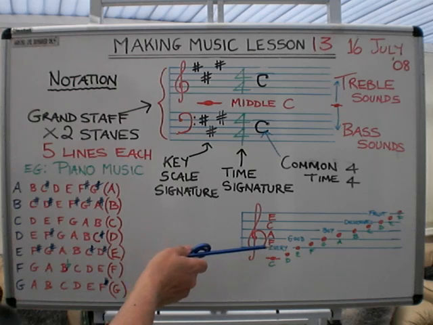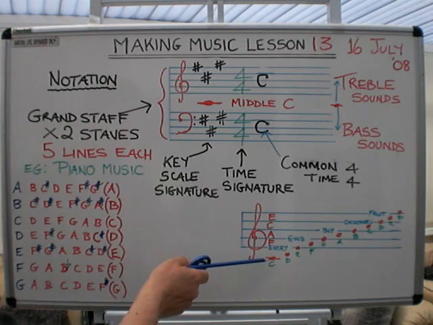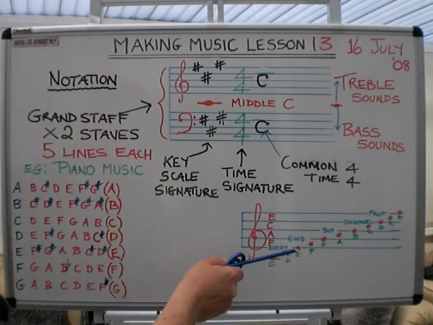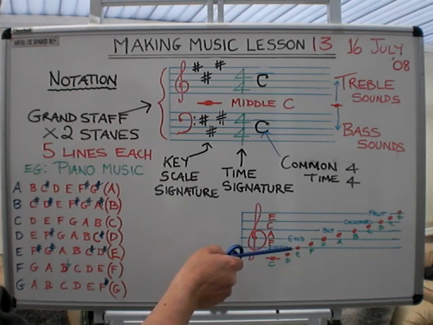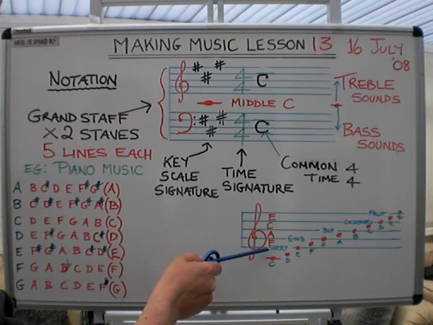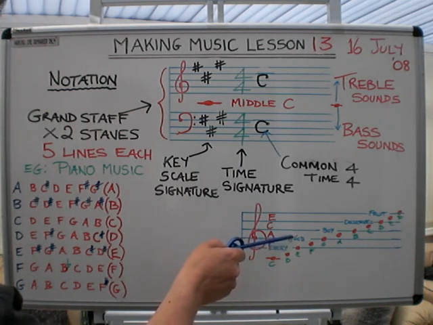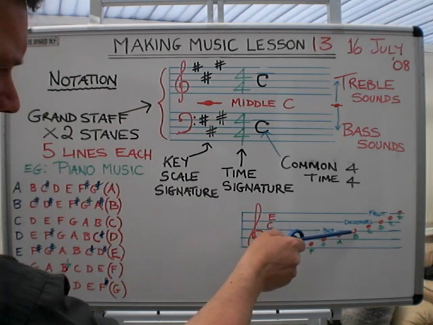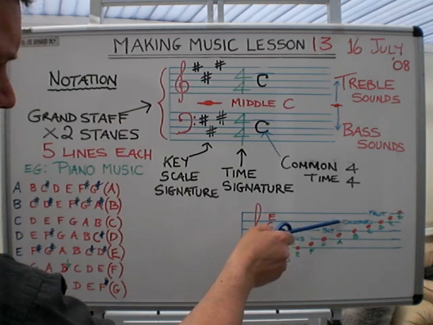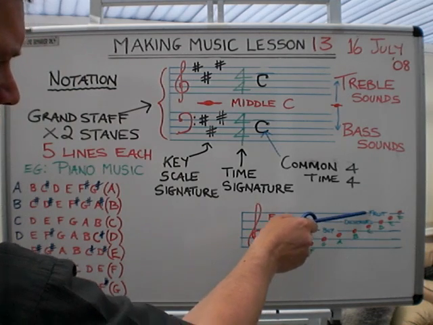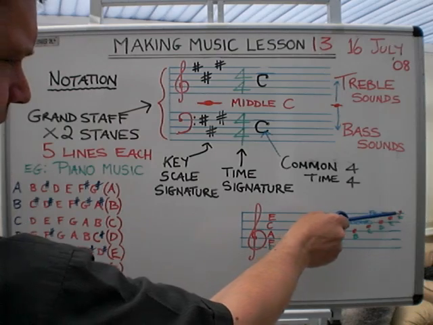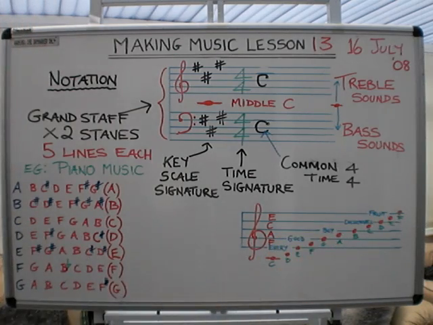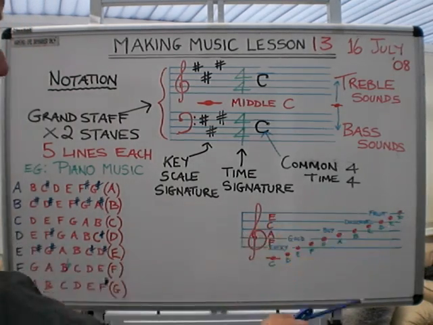Now, a way to remember these two underneath: CD, just think of a music CD. But for the lines, you quite often hear this: E for the E, G for the G, B for the B, D for the D, F for the F. So every good boy deserves fruit.